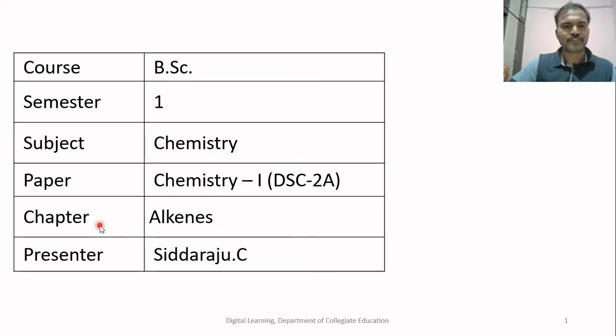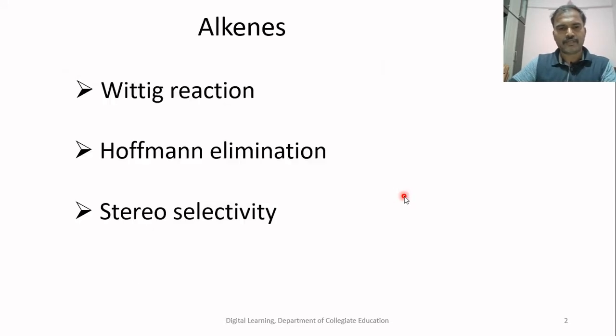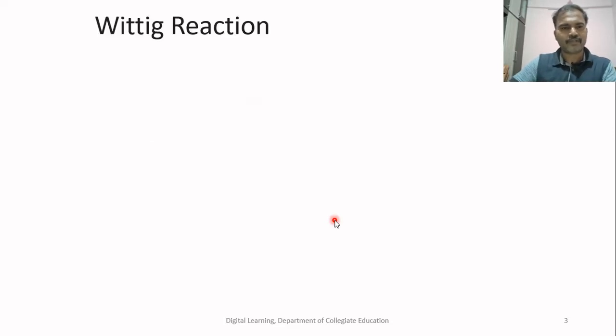Here I am going to discuss the unit Alkenes. It is for the BSc first semester and the title of the paper is Chemistry 1 DSC 2A. In this session, I am going to discuss particularly the Wittig reaction, Hofmann elimination and stereoselectivity of a reaction. Let me consider the Wittig reaction.